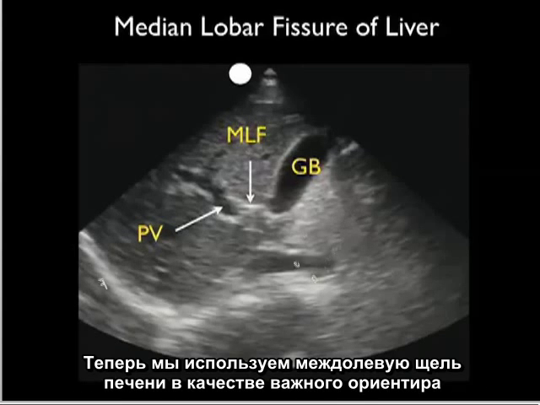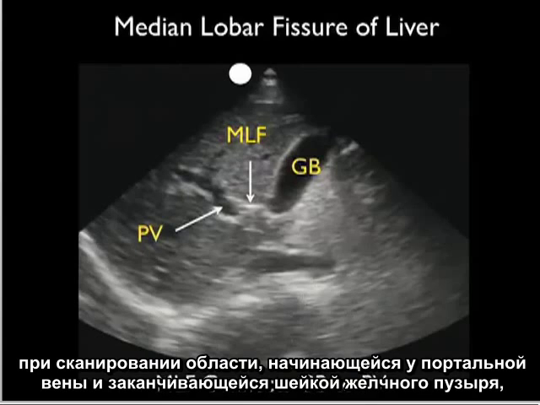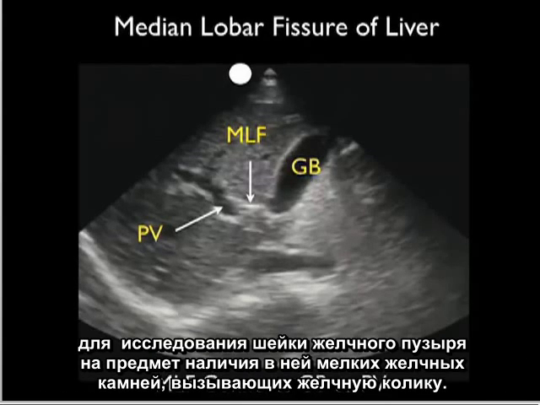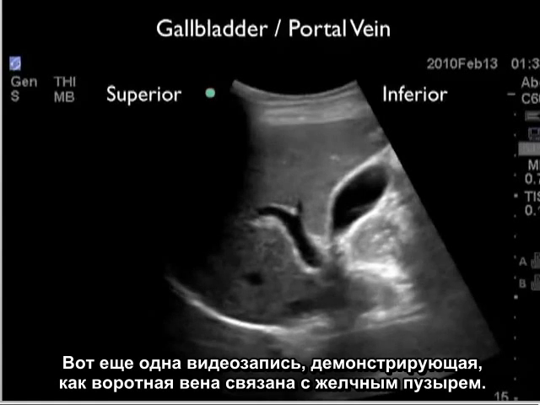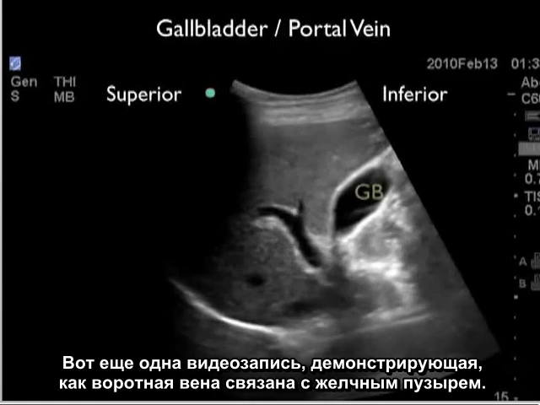Now, the MLF can be a very important landmark as we look from the portal vein up to the neck of the gallbladder to inspect the neck of the gallbladder for any small stones that may be lodged there and causing biliary colic.